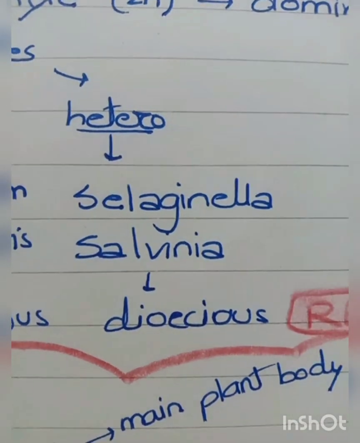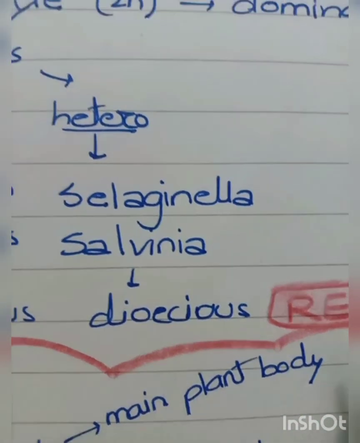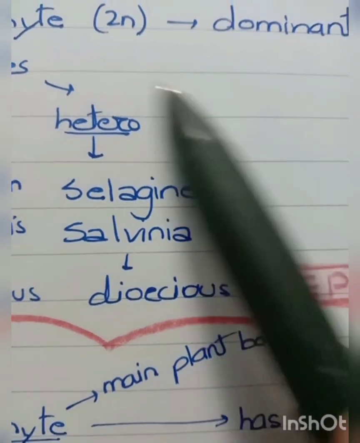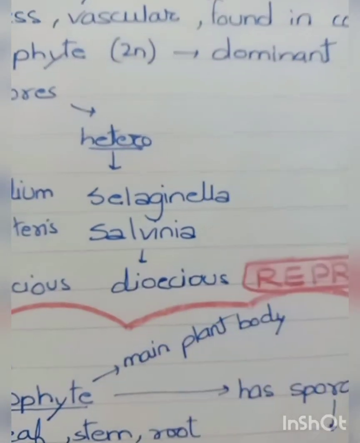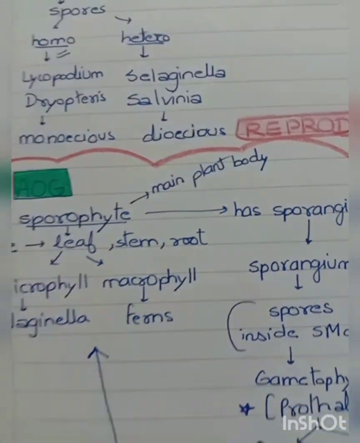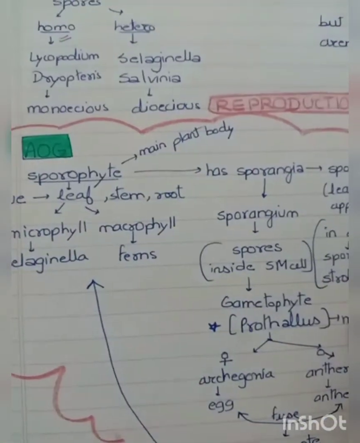Hence, they may have different plant bodies. One is for male and other is for female. Okay, and these two examples are very important for NEET. Okay, they always ask that which of them, Selaginella and Salvinia, are heterosporous. These kinds of questions. Okay, so now the very interesting part of it, the reproduction in pteridophytes.